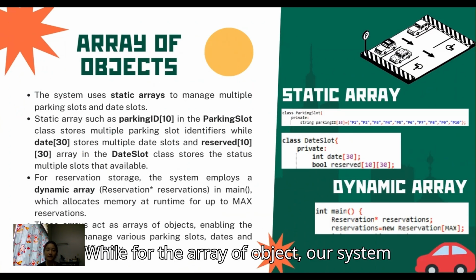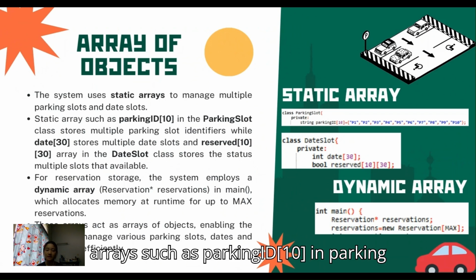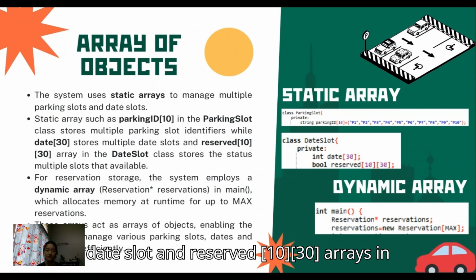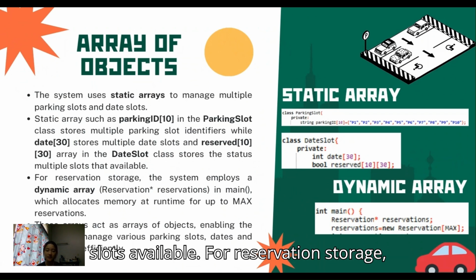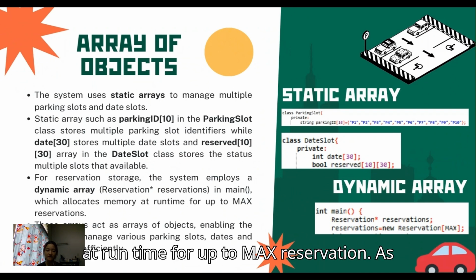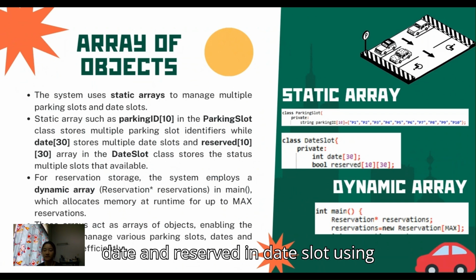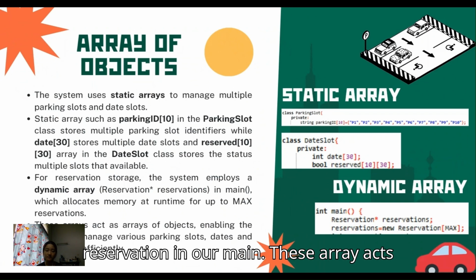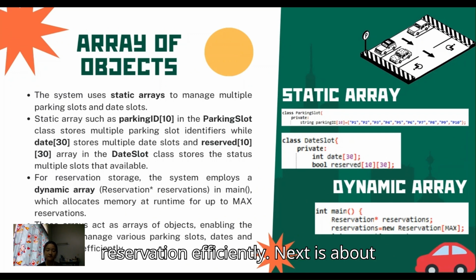While for the array of objects, our system uses static arrays to manage multiple parking slots and date slots. Static arrays such as parking ID in parking slot store multiple parking slot identifiers, while date and reserve in date slot store the status of multiple slots, whether available. For reservation storage, our system employs a dynamic array, reservation in main, which allocates memory at runtime for up to max reservation. As shown in the picture, for static arrays, we have parking ID in parking slot, while date and reserve in date slot are also using static arrays. For dynamic array is reservation in our main. This array acts as an array of objects and enables our system to manage various parking slots, dates, and reservations efficiently.